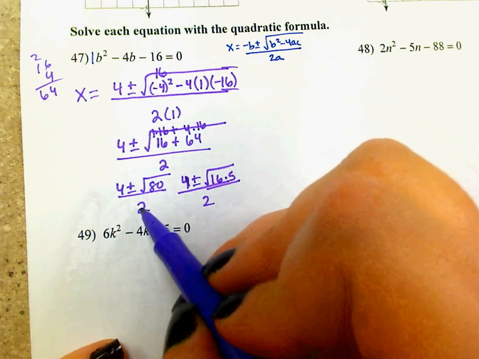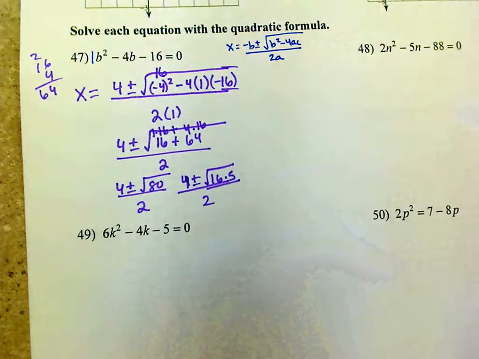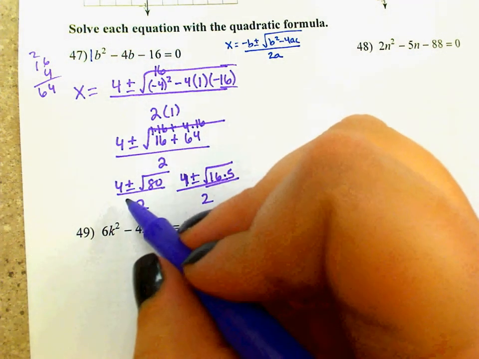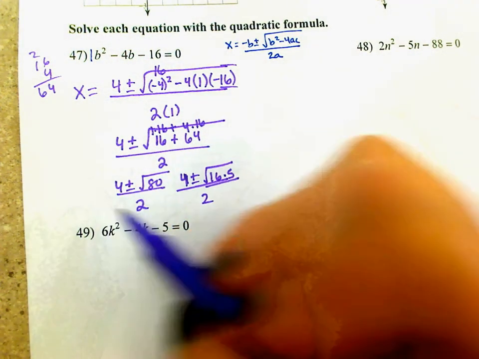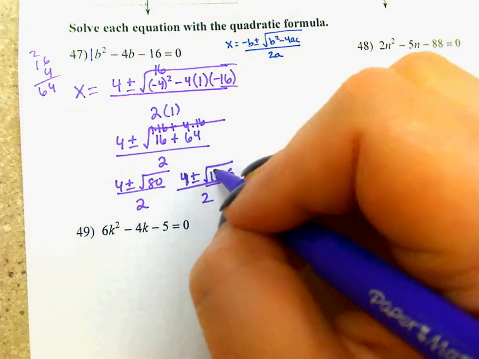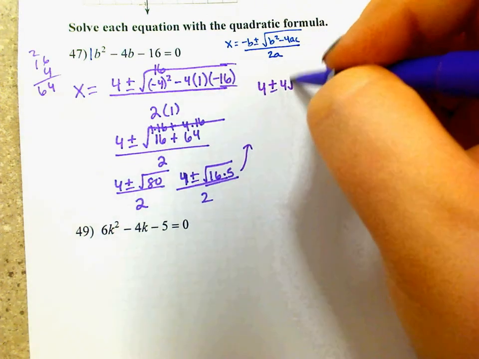Do not simplify those until you know whether or not you can simplify with the numerator. Okay? Not with the numerator, with the second term. The square root of 16 is 4. So 4 plus and minus 4 square roots of 5 over 2.